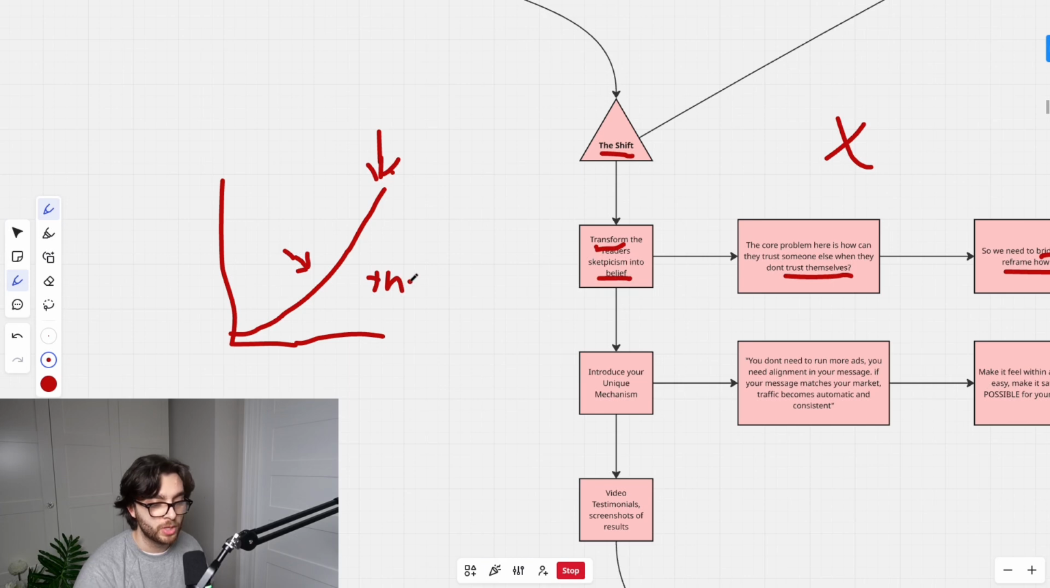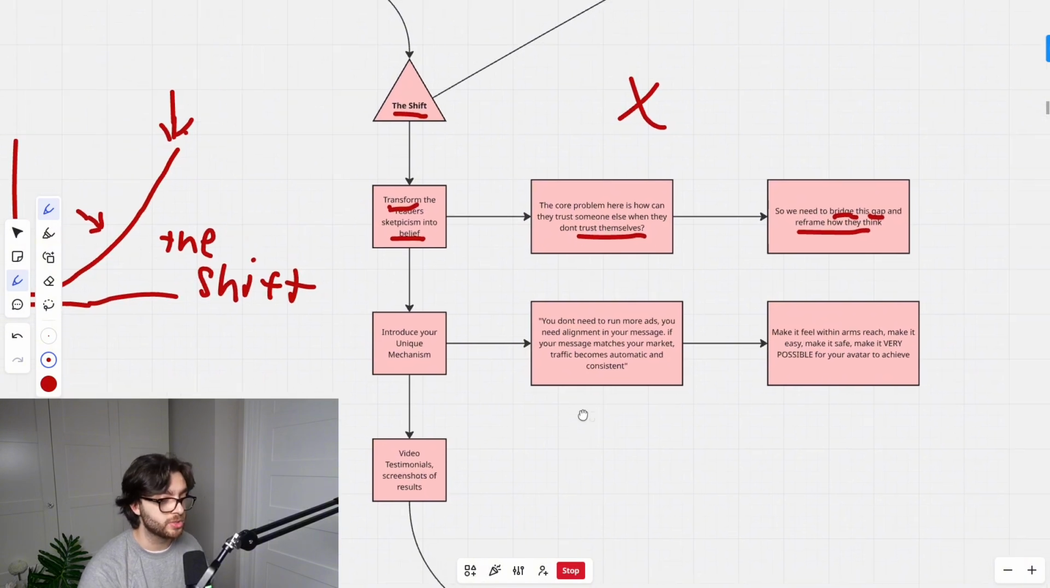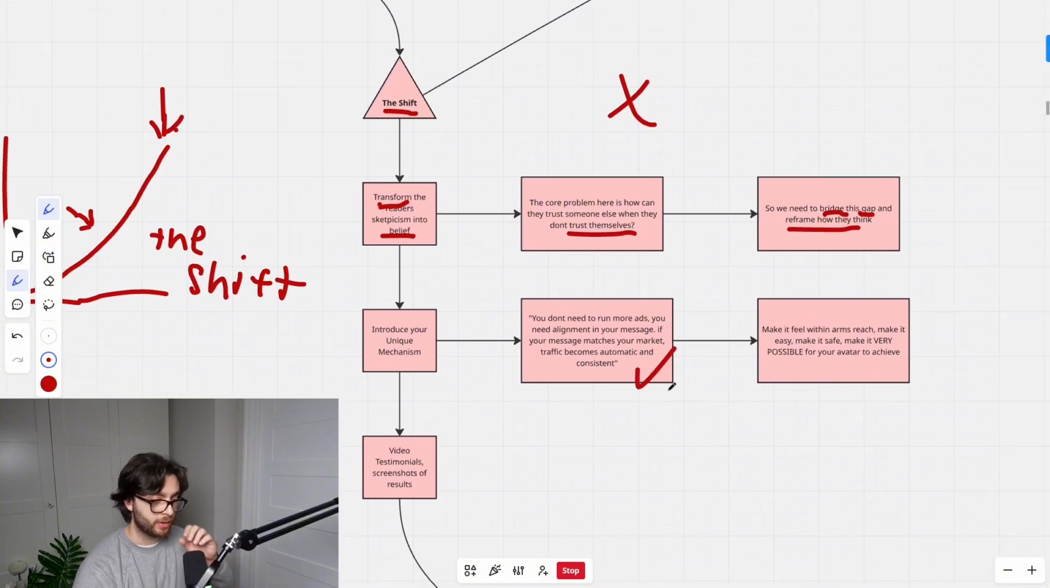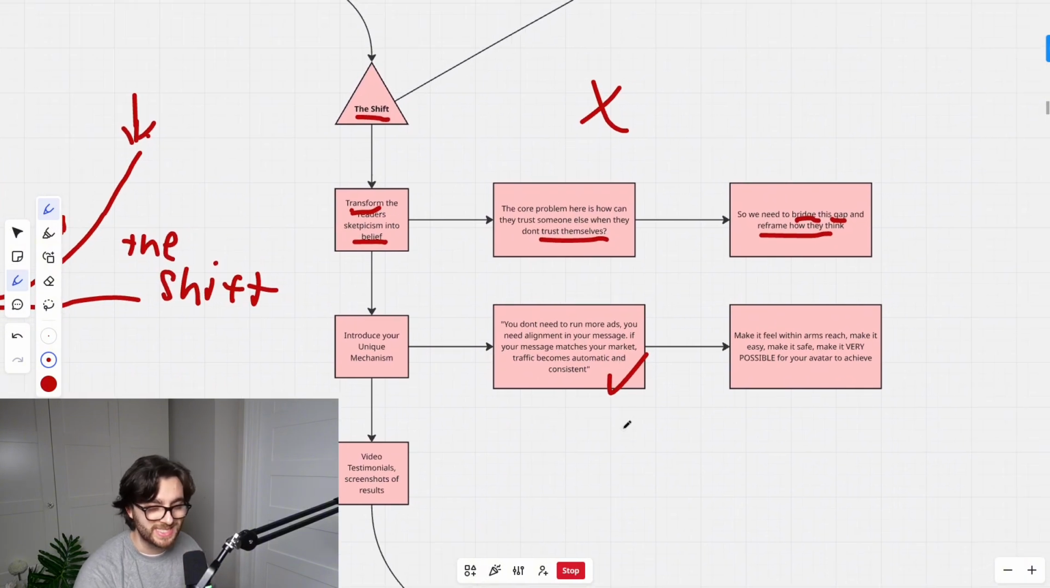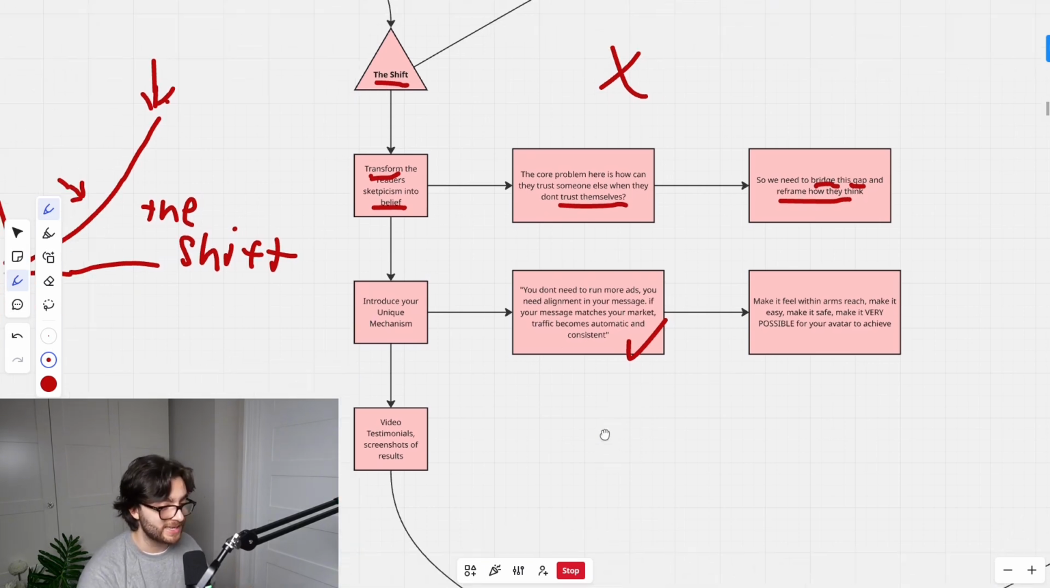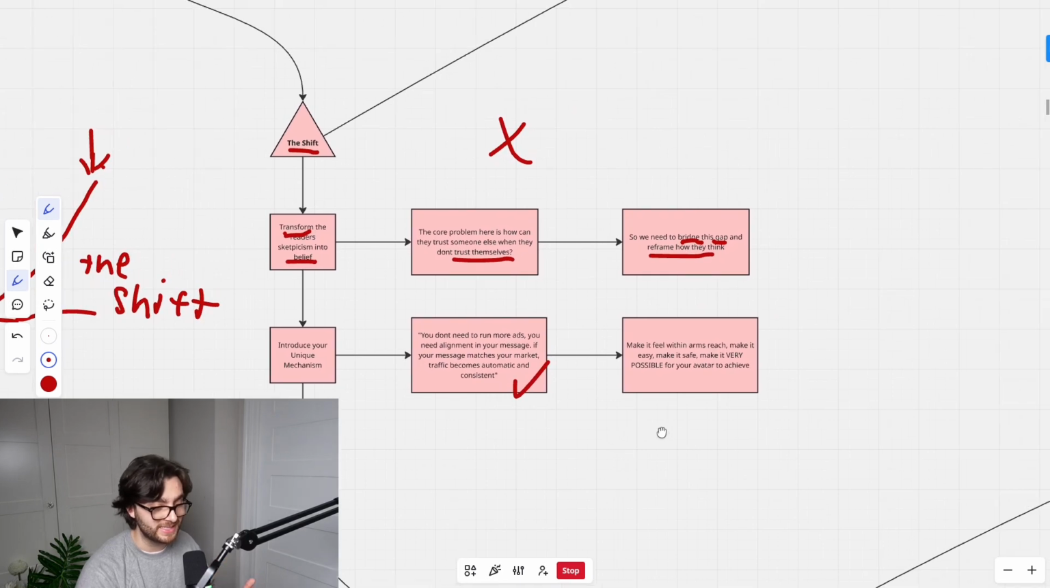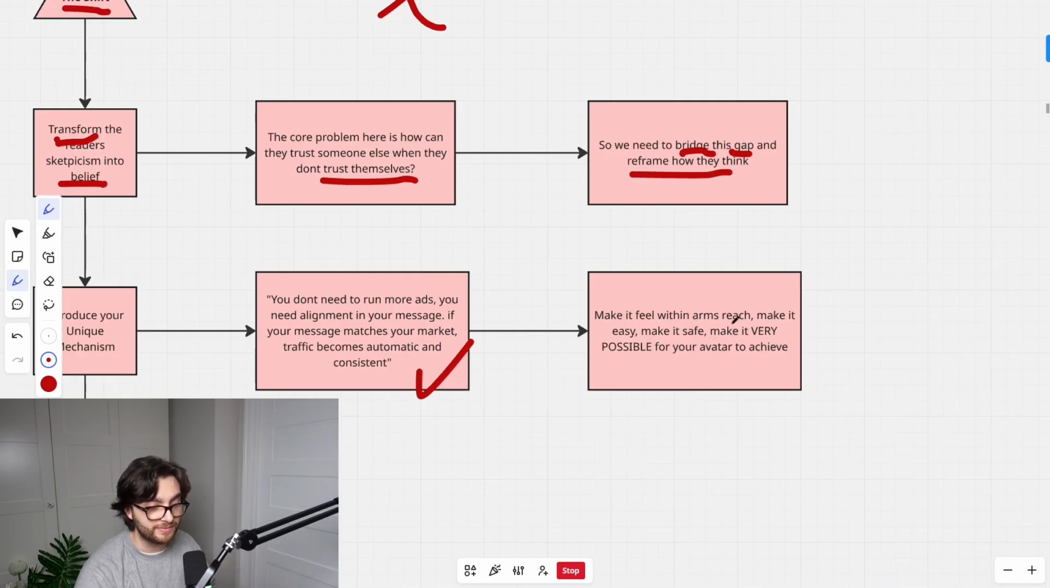For example, you don't need to run more ads, you need more alignment in your message. If your message matches your market, traffic becomes automatic and consistent. Now, do you see how that one sentence reframes the entire conversation? Suddenly, my free traffic scaling mechanism doesn't sound like a fantasy. It sounds easy, safe, and most important, very possible, right?